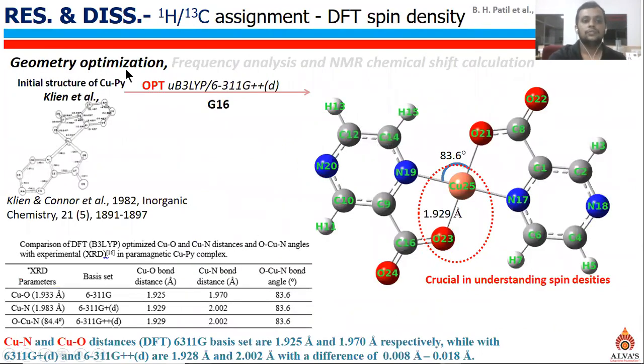To do this, first the geometry optimization has been done. The initial structure is taken from Klein and co-workers. Using the Gaussian software, the optimization has been done using the UB3LYP 6-311G plus D basis set. We got the optimized structure, whose Cu-N bonds are in agreement with the experimental data. The Cu-N and Cu-Cu distances are most crucial in understanding the spin lattice, and are also in close relation with the experimental data.